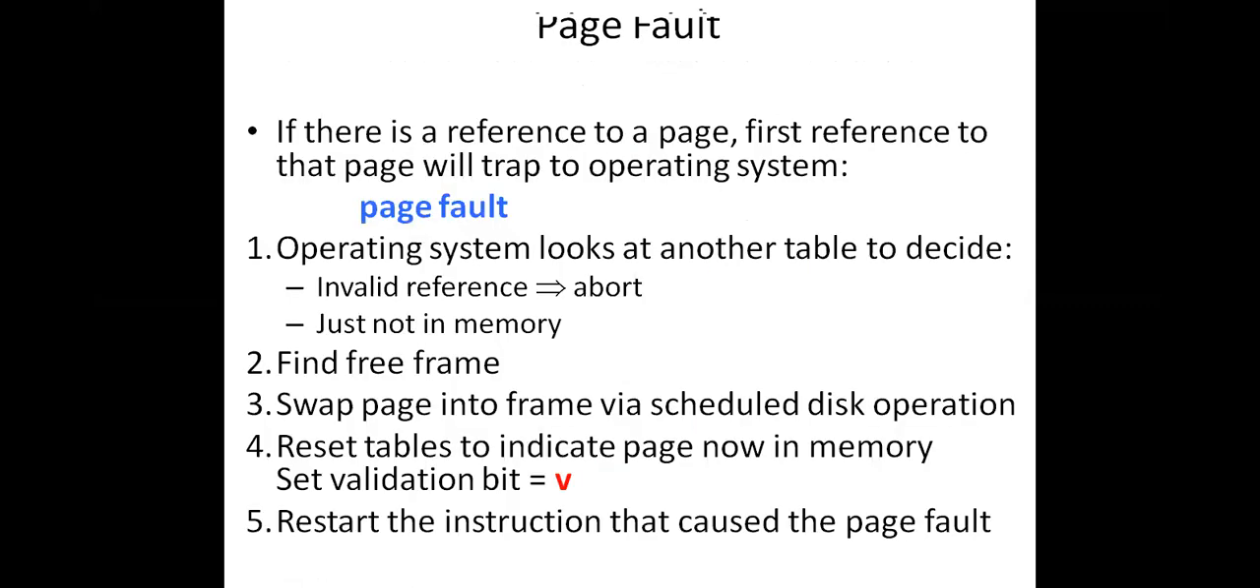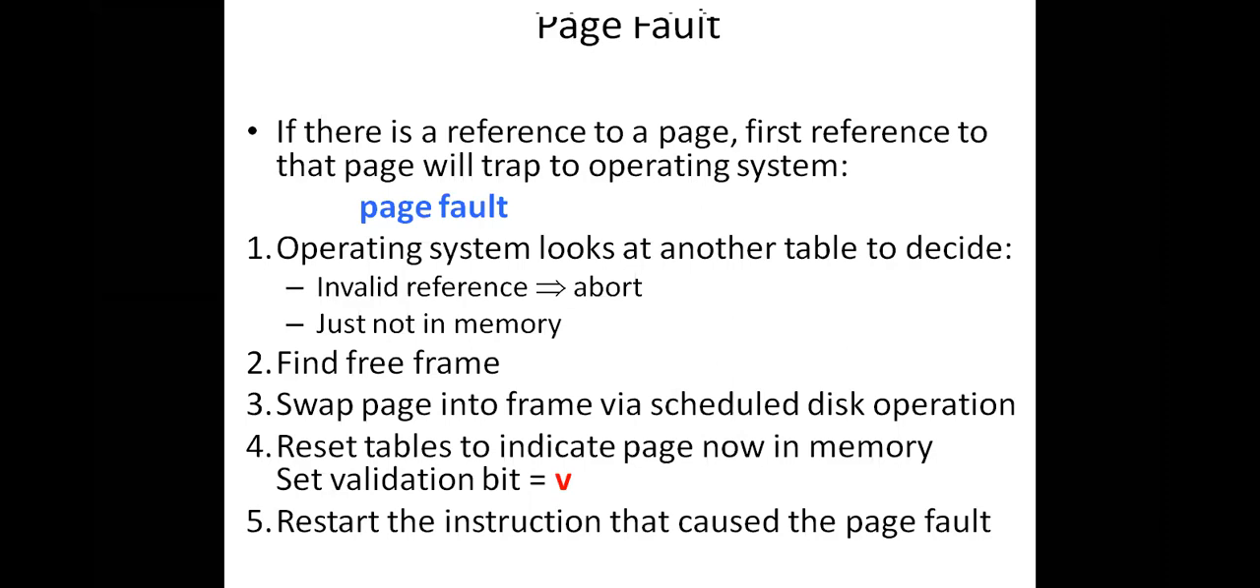This one I already told you, but you need to read it once again. If there is a reference to a page, that means there is a need for a page. Refer means we are referring to a page in the main memory. That is called a reference, right? If there is a reference to a page, the first reference to the page will trap to the operating system. That means the page is not in the main memory, so it is called a page fault.